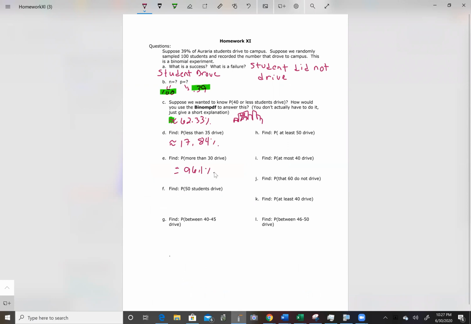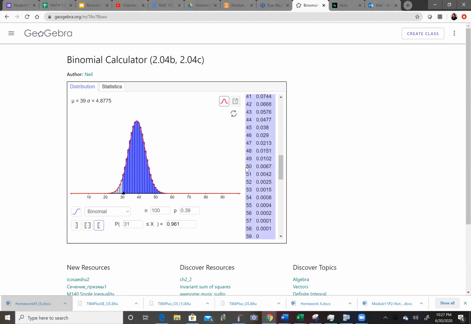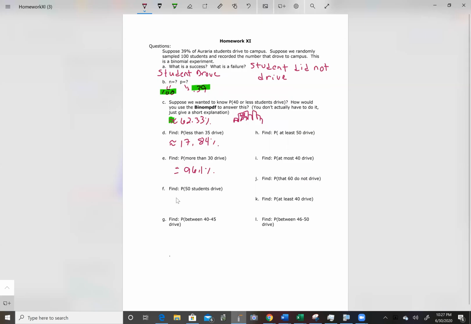The probability that 50 students drove. So just the probability that 50 students drove. Here I'm just going to use the table, and I'm just going to go to 50 on the input, and my output is going to be 0.0067, which is 0.67%. Very important, not even an entire percent.